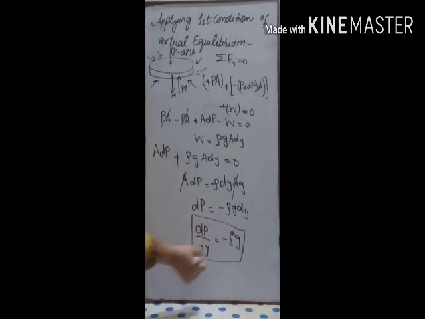The term minus rho G is called weight density. That is called weight density.